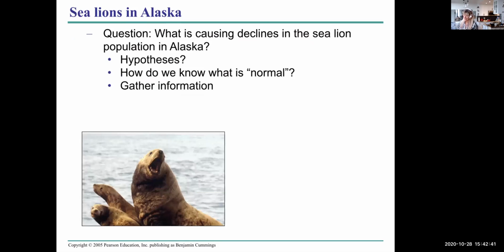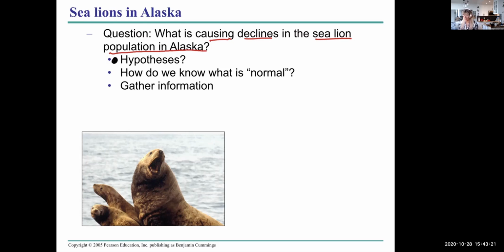So one question that grad students, and even now this question is ongoing actually, ask is: what is causing the declines in sea lion populations in Alaska? What's interesting is that in the Aleutian Islands and the more southerly coast of Alaska, there are Steller sea lions. In some areas the population was declining, and in some areas the population was not. Now my question to you is, let's form some hypotheses here.